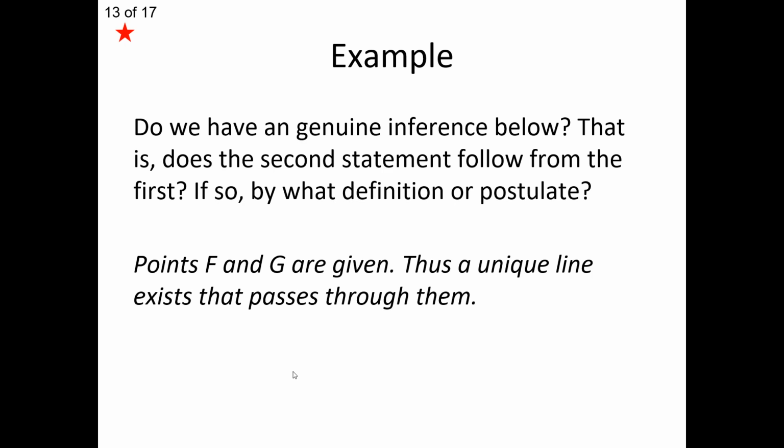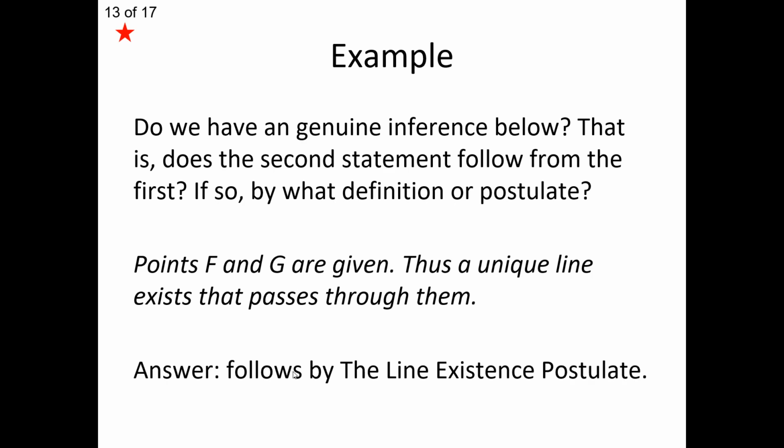So let's say for our first example, we have points F and G are given. Thus, the first statement's given. Thus, here's my inference. A unique line exists that passes through them. Well, is that a true inference? Yes, and here's why. We can reason it. Of course it follows from the first because of the line existence postulate. Given any 2 points, there exists a line that passes through those 2 points, and it is unique. So yes, if I am given 2 points F and G, thus a unique line exists that passes through them. Perfect. So I can justifiably say that is a properly true, genuine inference.